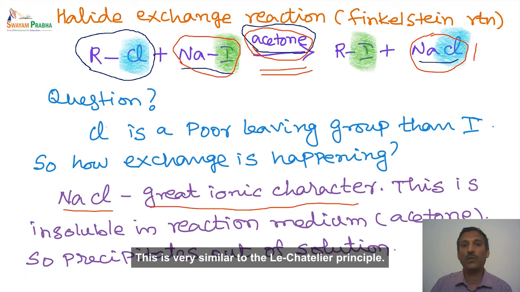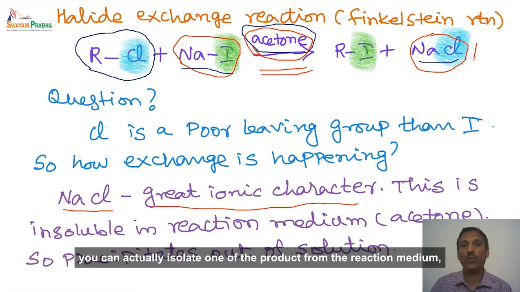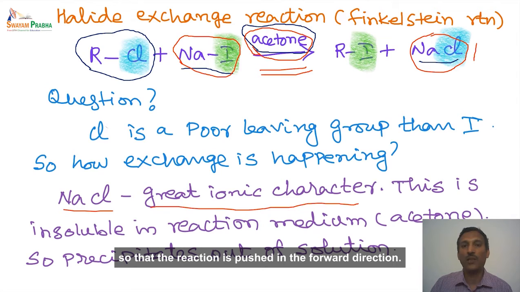This is very similar to the Le Chatelier principle. So if you want to make the equilibrium reaction move forward, you can actually isolate one of the products from the reaction medium so that the reaction is pushed in the forward direction. The same principle is applicable here.